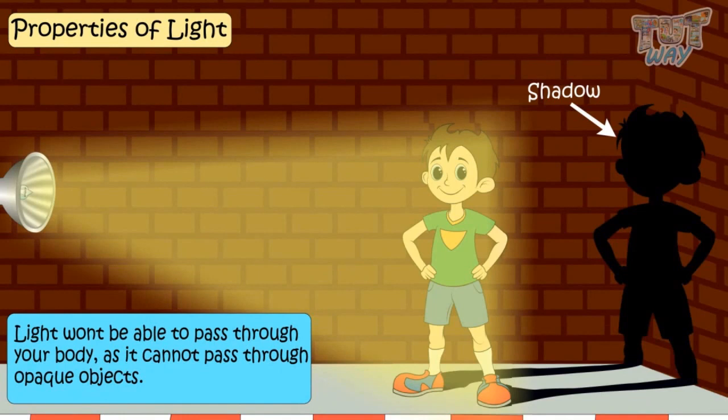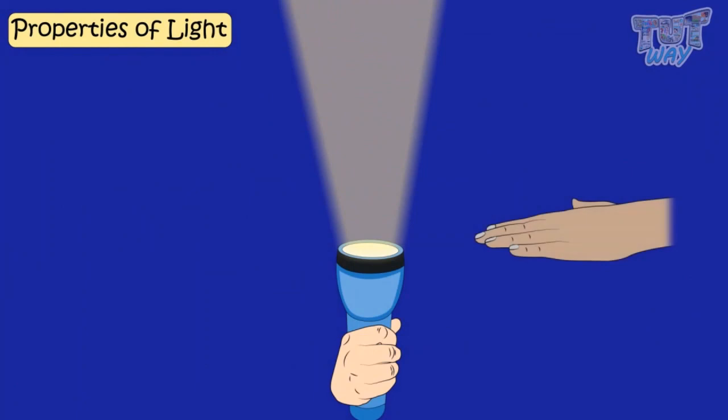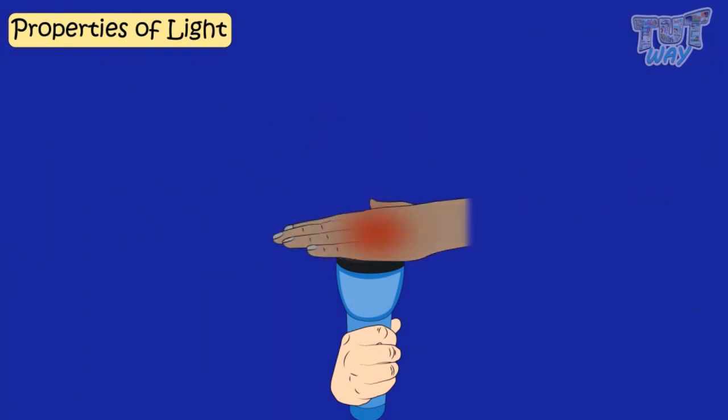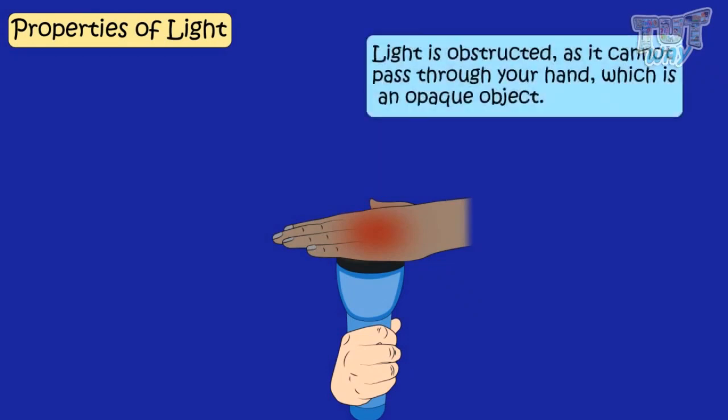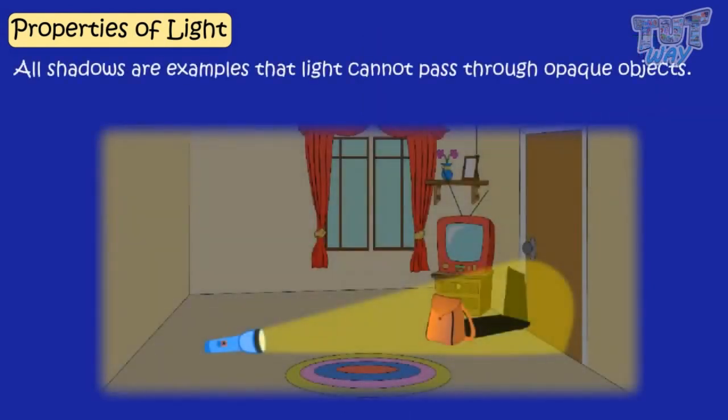Here is another example where you can show that light cannot pass through opaque objects, like a torch. Switch it on. And now put your hand over it. What happens to the light? Light is obstructed, as light cannot pass through your hand, which is an opaque object. All shadows are examples that light cannot pass through opaque objects.